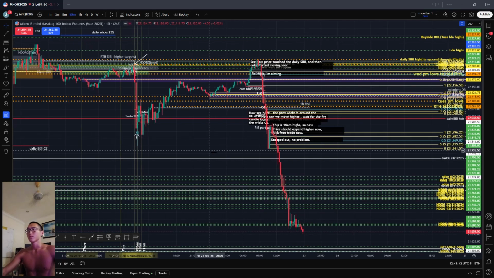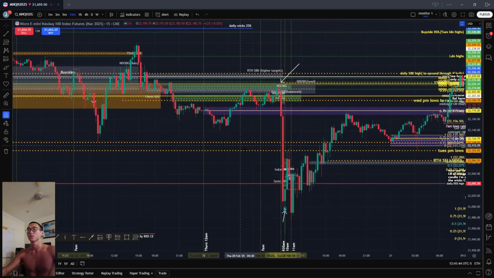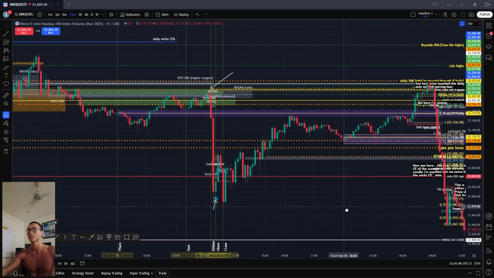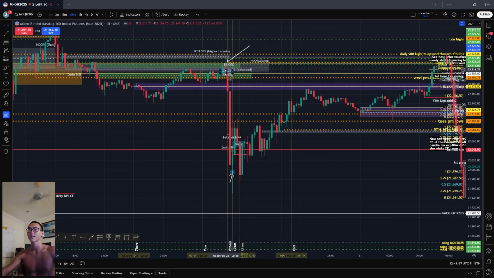So yeah, I'm just scrolling to the lower. Okay, we shall see how price closed. 4 p.m. Okay, so price moved lower. Then you can see it was just hovering around. Then it started moving higher after touching the daily BC, CE. It hit it perfectly right here.